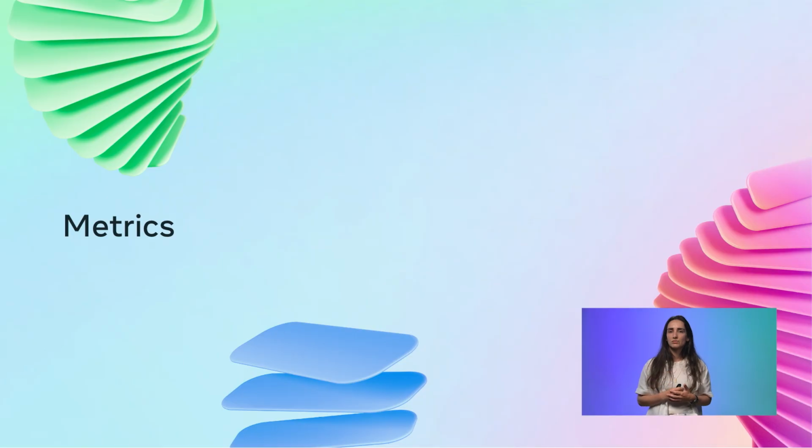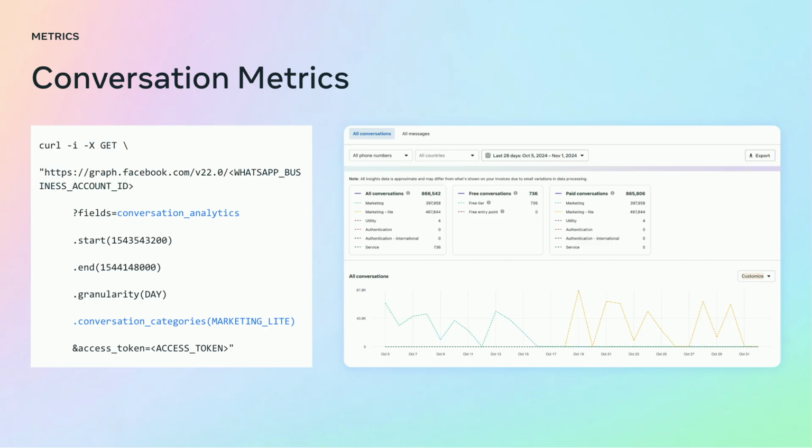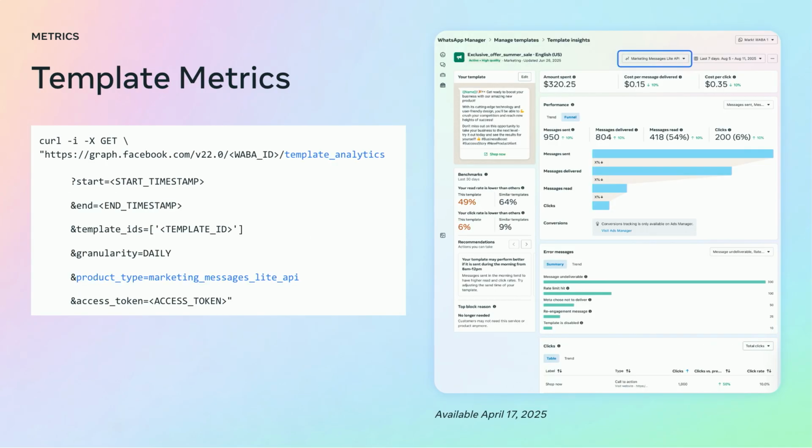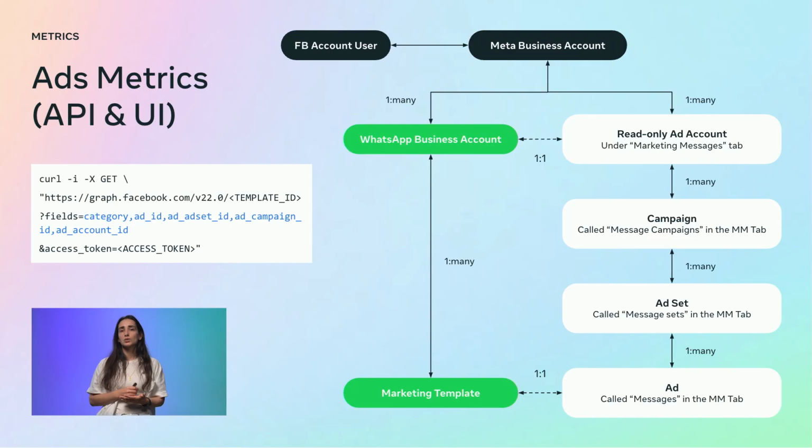Moving on to metrics, where we have important changes. Regarding conversation metrics, we have the new category, Marketing Lite, also reflected here. On the API, you can read this field from the WABA by filtering conversation categories with Marketing Lite value. And for the template metrics endpoint, we can use product type set to Marketing Messages Lite API to filter for Lite template metrics.